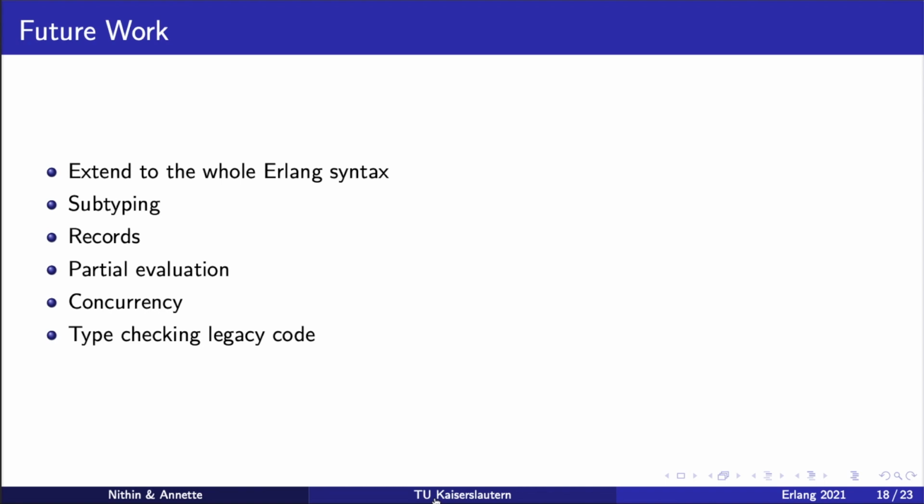Then records are not supported, and partial evaluation: in etc they use partial evaluation for these dynamic type behaviors, and it's another possibility to support these dynamic behaviors if we have information available at static time. Another one is concurrency and message passing, which is not supported yet. Another thing is type checking legacy code. Right now we modified the code to add the type specifications, which may not be possible in some other cases. So another way, if you are not modifying the code, is to use other files to specify the type specifications for legacy code modules.